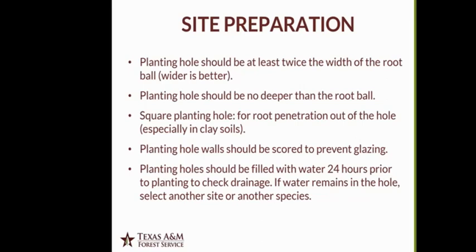And then you can score the edges of the planting hole just to prevent glazing. And they should be filled with water prior to planting to see how well it drains in that area. So if there's water remaining in that hole, that's not a good drainage site, which might be okay for a bald cypress, but not for a live oak. So take that into consideration too.